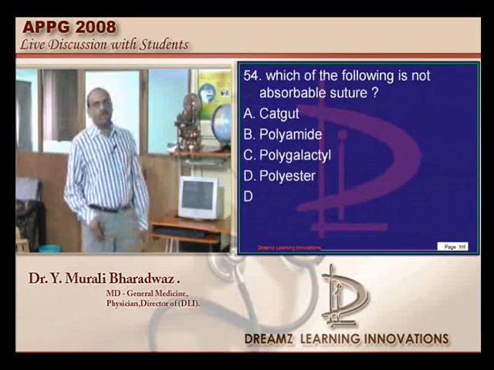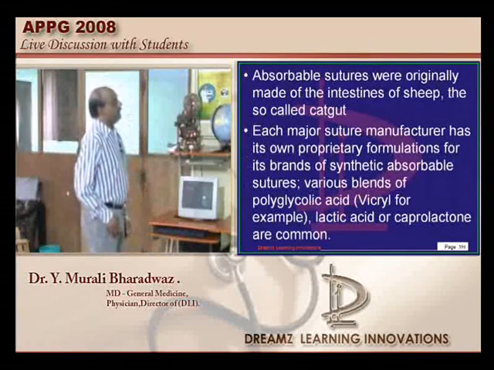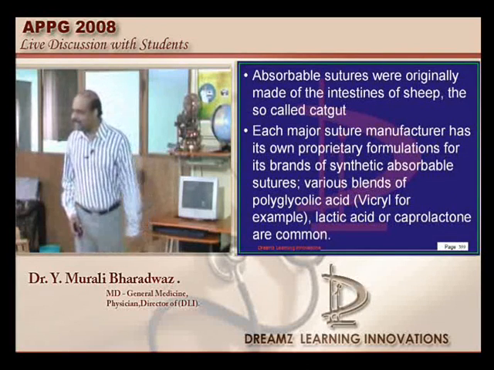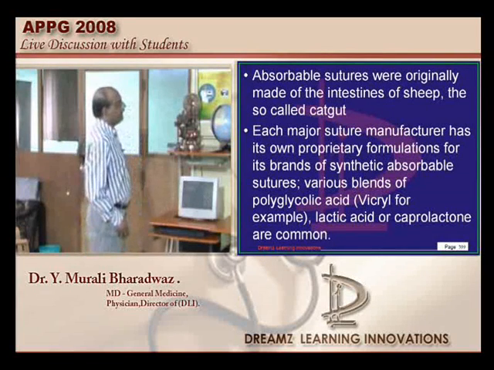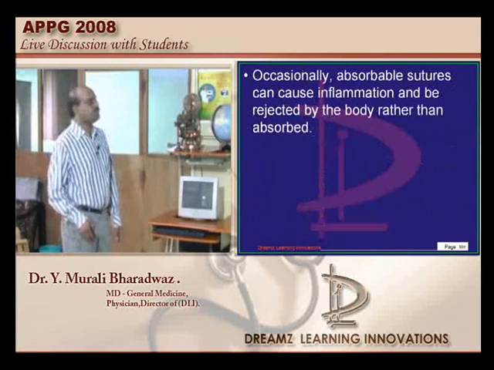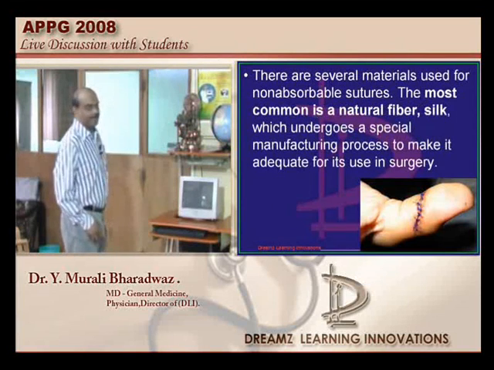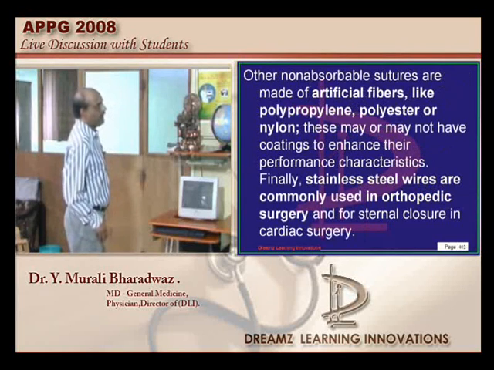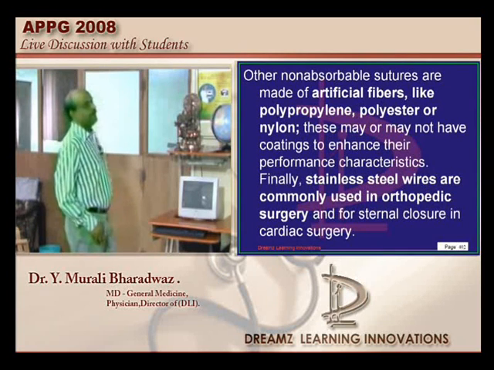Now, what is an absorbable suture? Which is a non-absorbable suture that we use in surgery? Basically, absorbable sutures are called catgut. But is it a cat's gut? No. The name says catgut, but it is the sheep's gut from which it is prepared. Then polyglycolic acid, lactic acid, caprolactone are all called absorbable. And you have the natural fiber silk, which is fundamentally non-absorbable. Polyester, nylon and polypropylene are also examples of non-absorbable, so polyester becomes the answer.